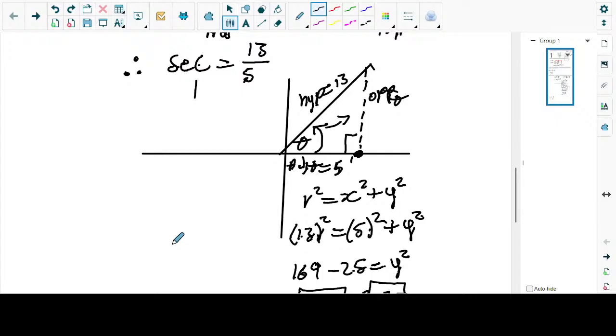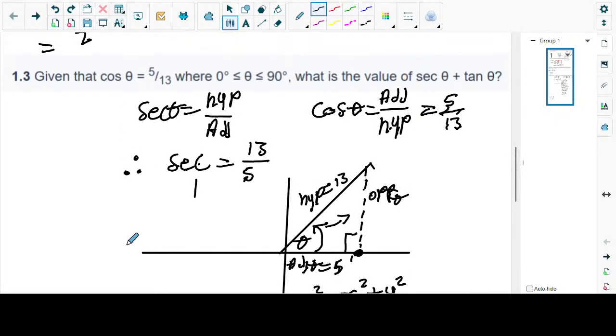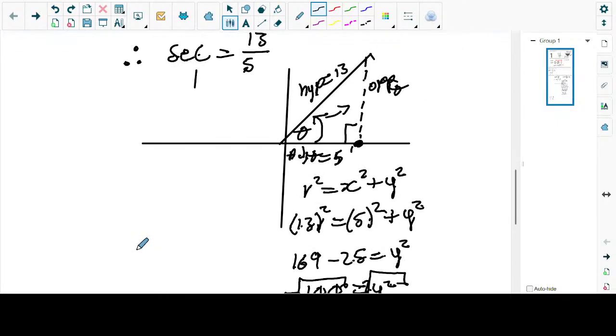Check it: it's plus, there's no sign. Sec of theta plus tan of theta. We already spoke about sec of theta; it's just the reciprocal of what we started with, which is 13 all over 5. Plus, now let's define tan. The definition of tan is opposite of theta all over adjacent of theta. What is opposite to theta? It's the one you just got, 12, all over the adjacent, which is 5.